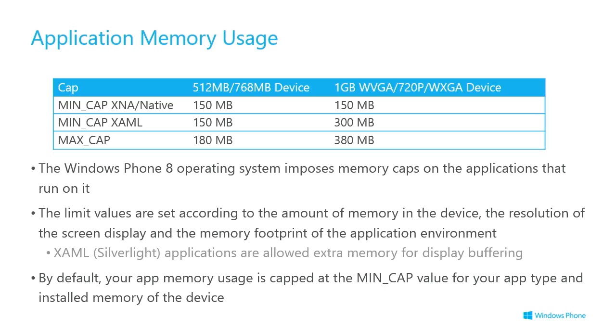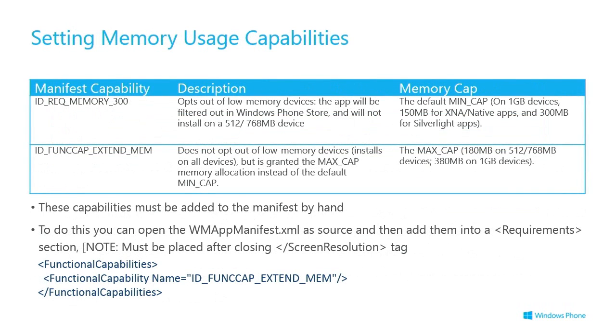And the way you do that is you have to go in and hard code your WMAppManifest. You have to go in with an XML editor and edit the manifest and put that bit of XML at the bottom in the functional capability name ID_FUNCCAP_EXTEND_MEM. There's two. So extend mem means that you can still run on the low-end devices. It will install on all devices, but you're always going to get the max cap memory allocation instead of the default min cap. So that's 180 on the low-end devices or 380 on the 1 gig devices.